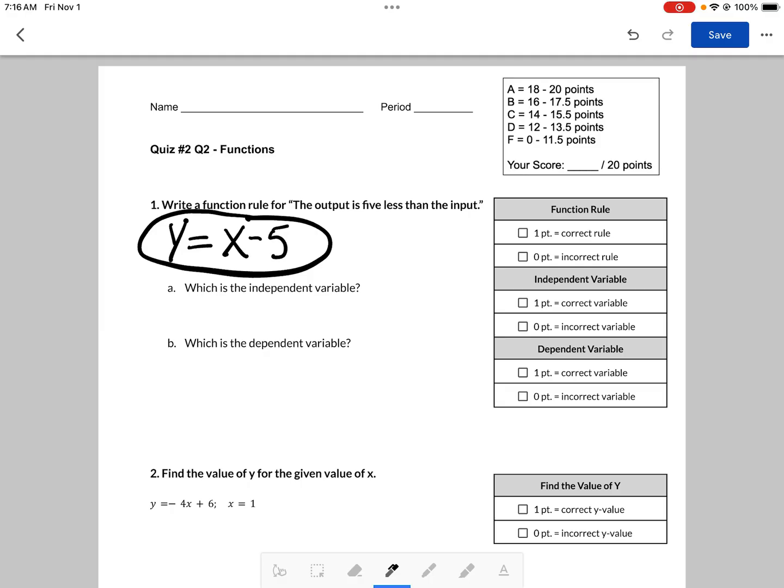Our independent variable is our letter X, and our dependent variable is our letter Y. Y depends on what X's value is.